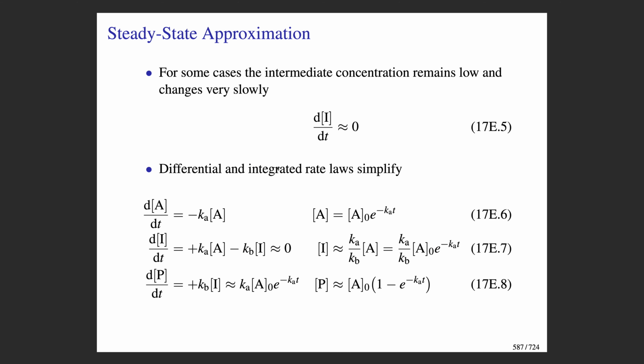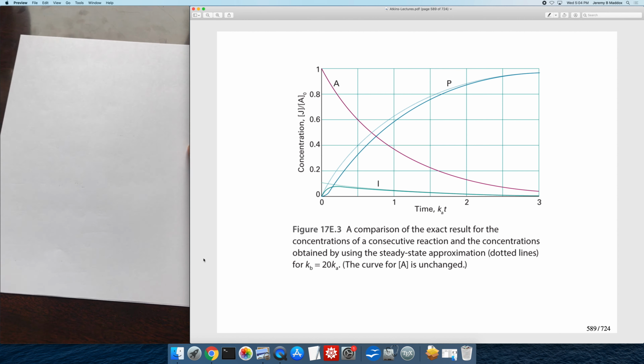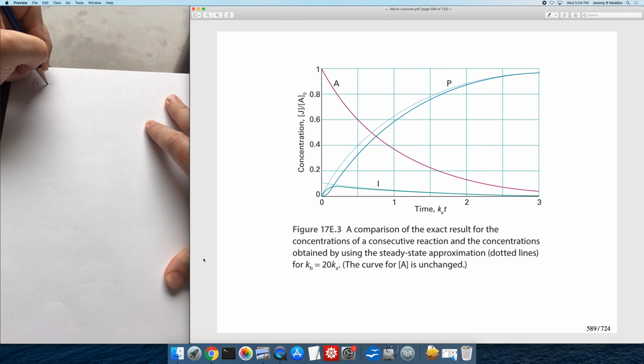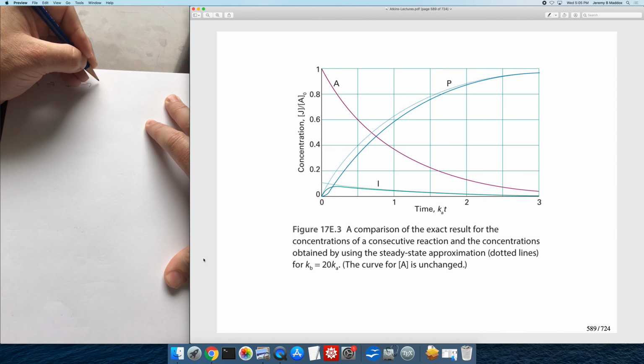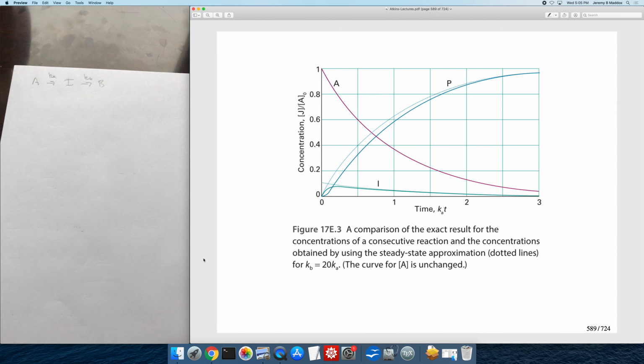So this is the mathematics of the steady state approximation, and this is the graphic that goes along with it. What this slide is doing is comparing the case where, going back to our mechanism and writing that out explicitly, we've got a mechanism that looks like this, and there are two rate constants, Ka and Kb. What they're saying is that Kb, the rate constant for the second step, is very large compared to Ka.